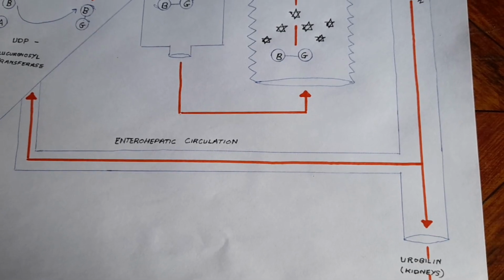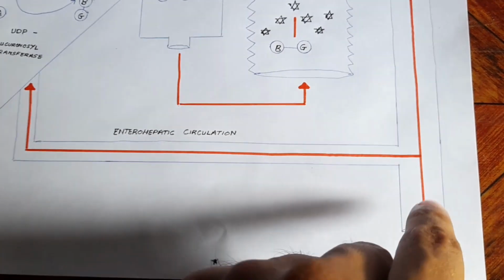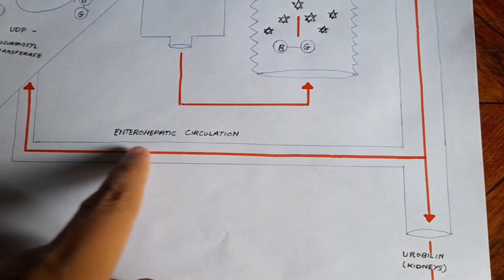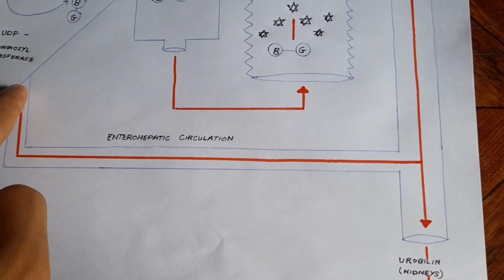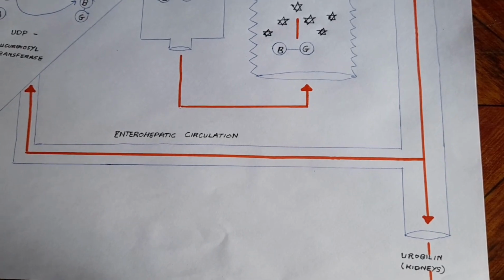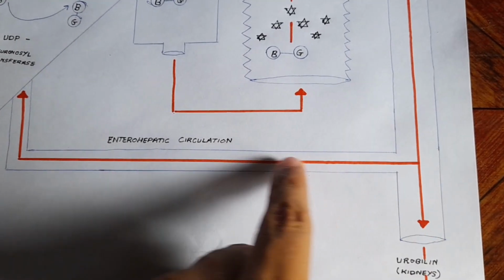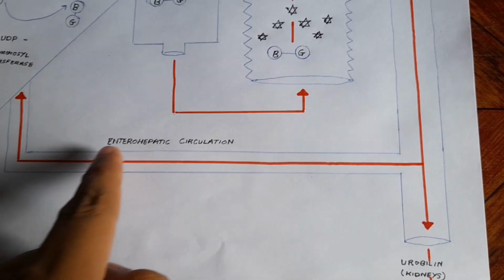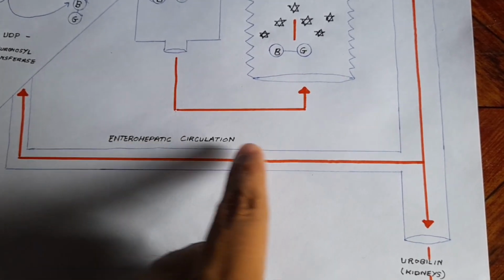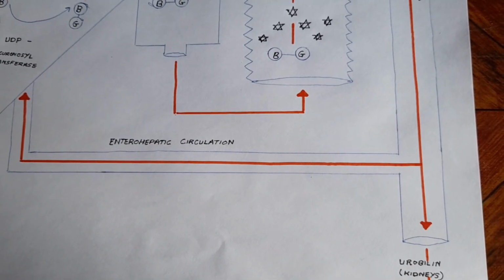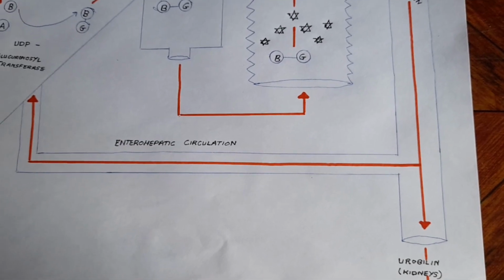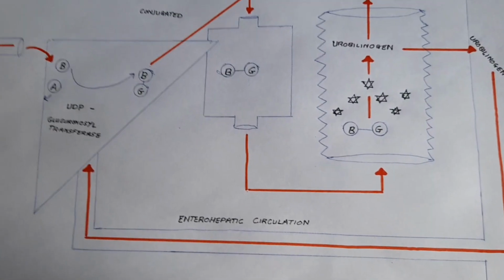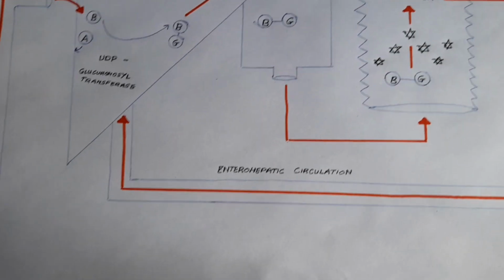Now, some of the urobilinogen, which is still in the bloodstream, then goes to the liver. So we can see that a cycle has been formed here. Urobilinogen from the bloodstream going to the liver, that is known as enterohepatic circulation.